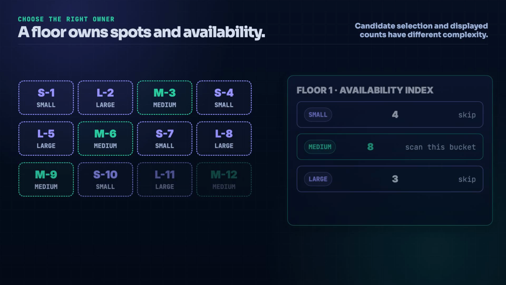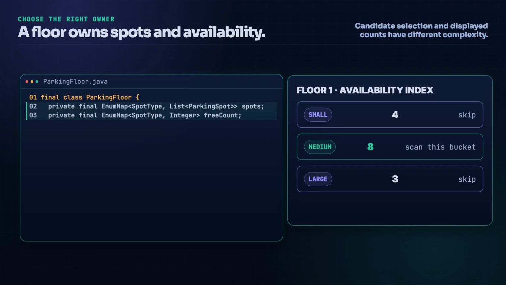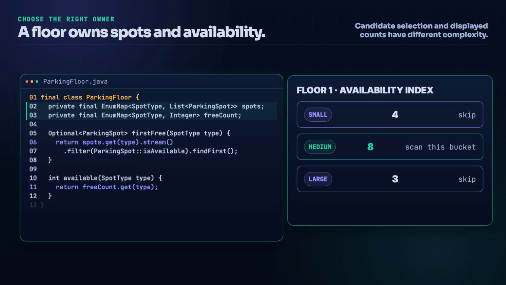Suppose parking lot stores 2,000 spots in one flat list. To answer a request for a medium spot, it may inspect small and large spots that can never match. The same scan is repeated when a display board asks for a count. A floor is the natural owner of this information.